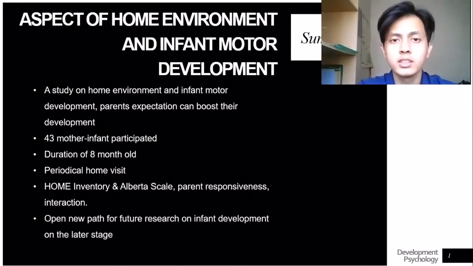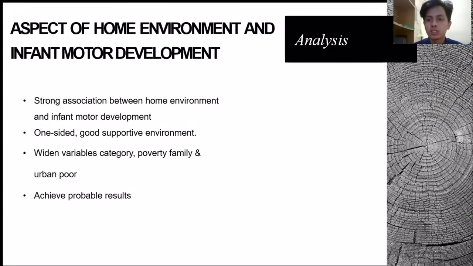So this study is important because it opens up new paths for future research regarding infant development and how it can affect them later in their life. So it can be said that the early stages of life are important because later they can impact their life in the future. Analysis of the first article.